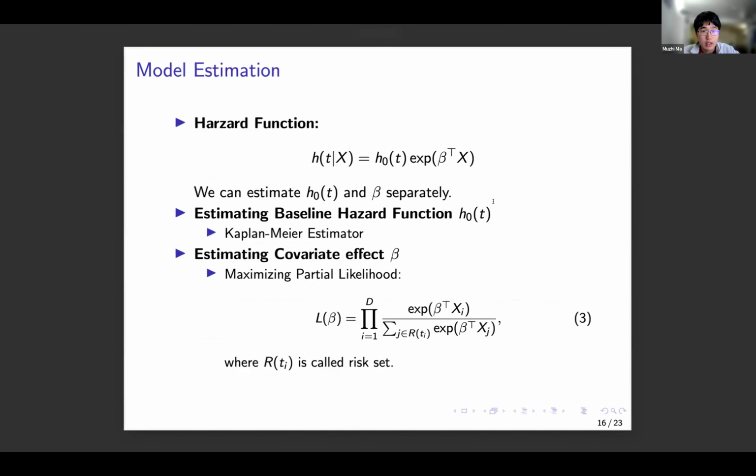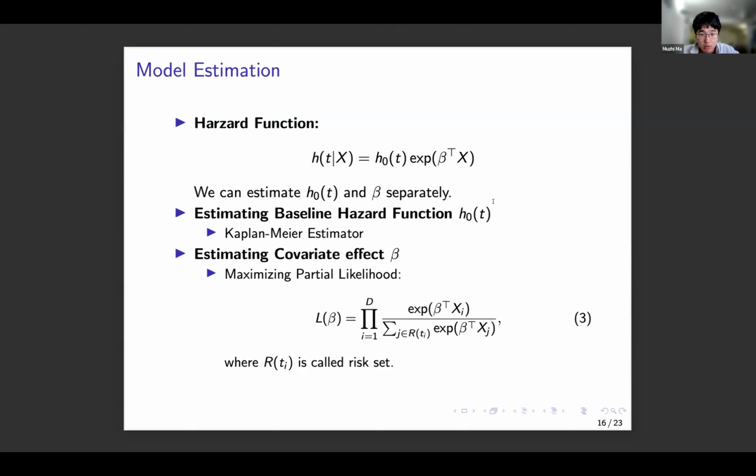So now let's discuss how to estimate the model. Since the hazard function can be decomposed into two parts, we can estimate h0(t) and beta separately. First, to estimate h0(t), we can just use the Kaplan-Meier estimator that Yizhuo has just talked about. So our focus will be on the second part, to estimate the effect beta. The methodology we use is maximizing partial likelihood.